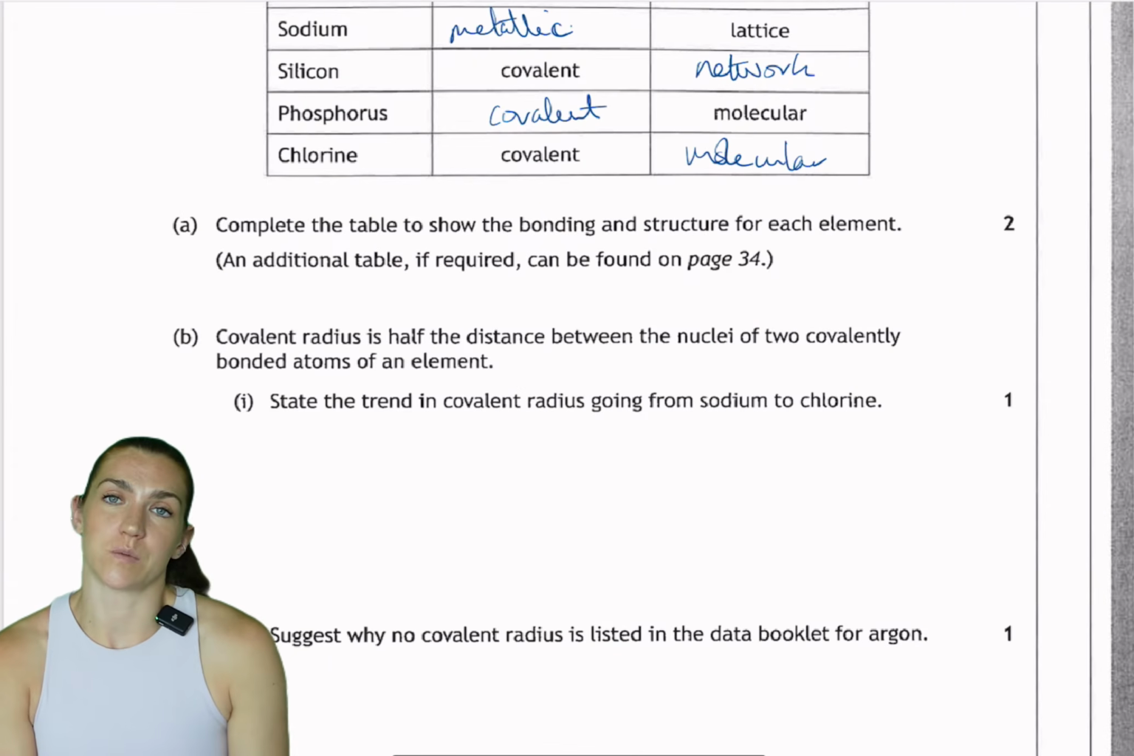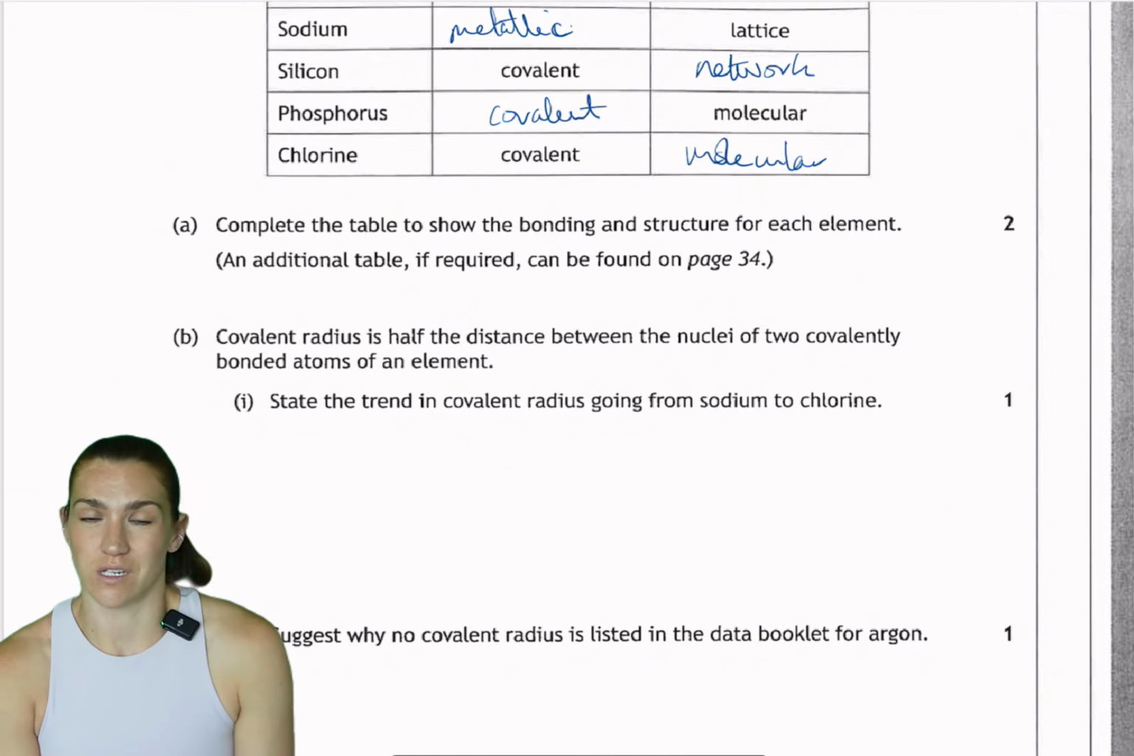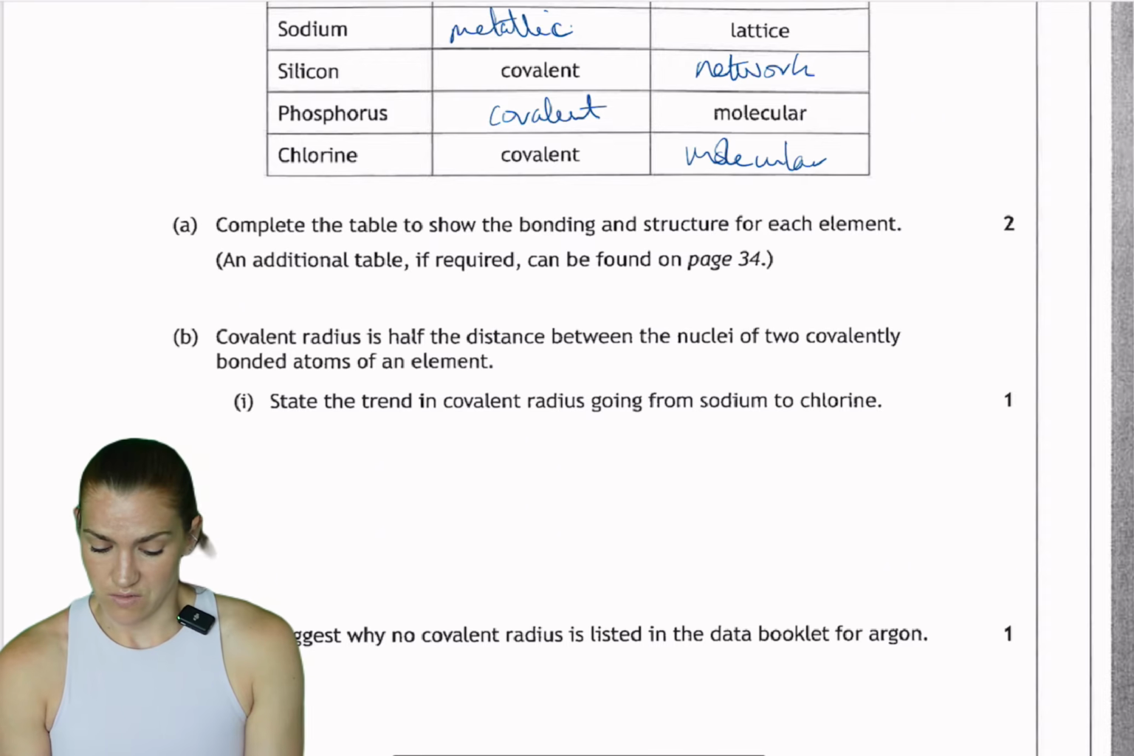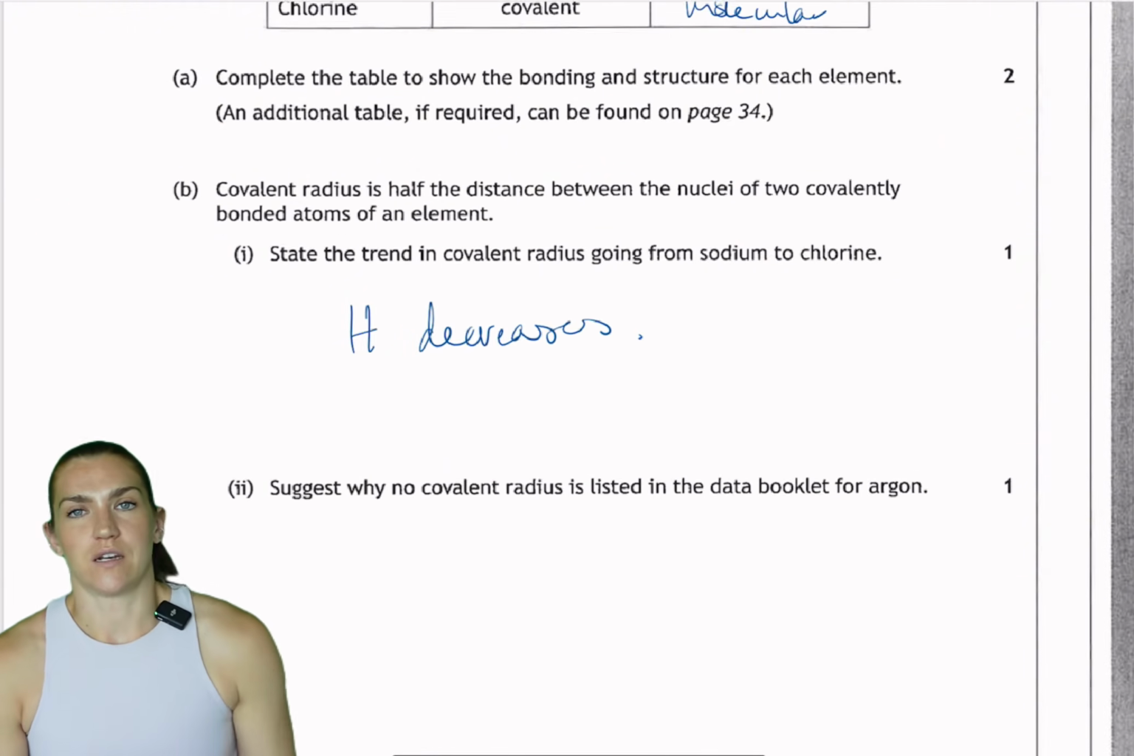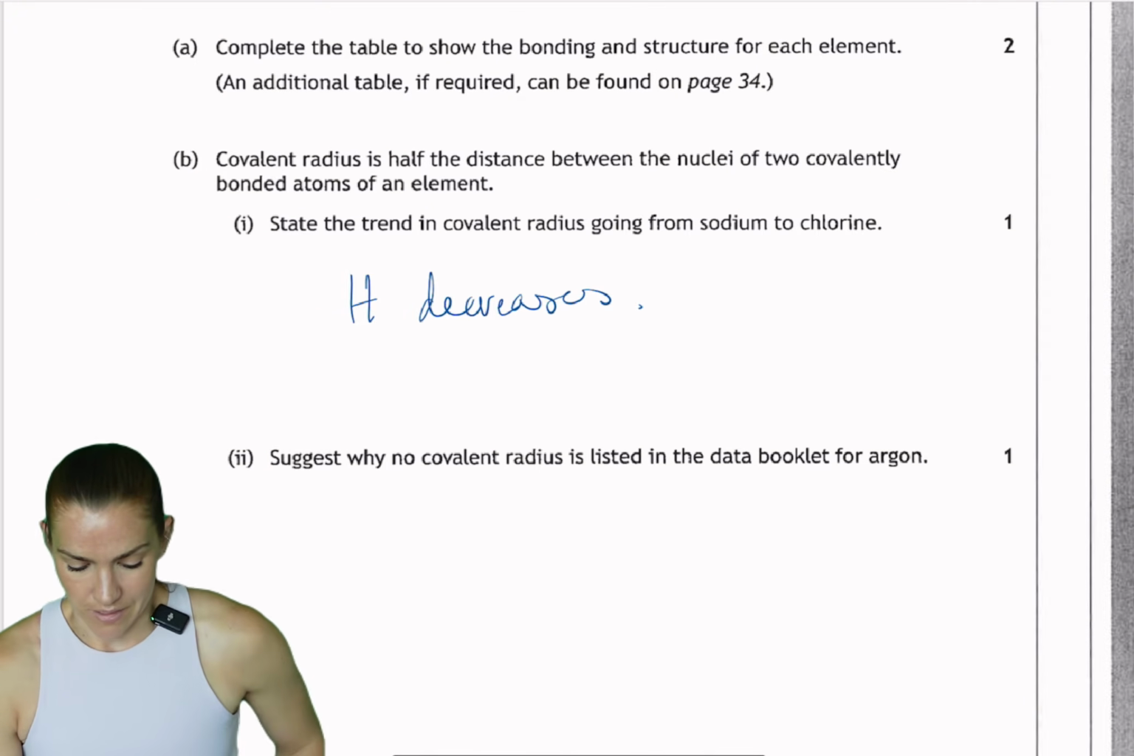But normally if we were explaining trends across the period, it's always because of an increasing nuclear charge. So all you really have to say for this one is that it decreases, and that should be sufficient. If you did say anything else extra, as long as it was correct, that would be fine.